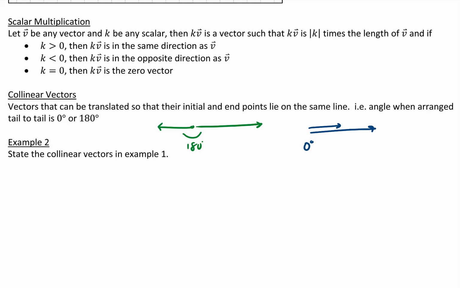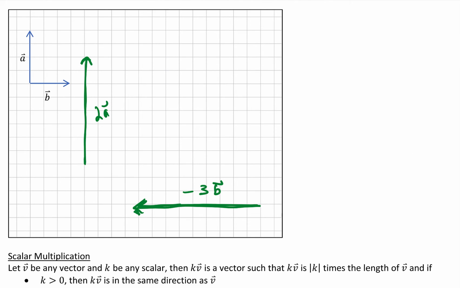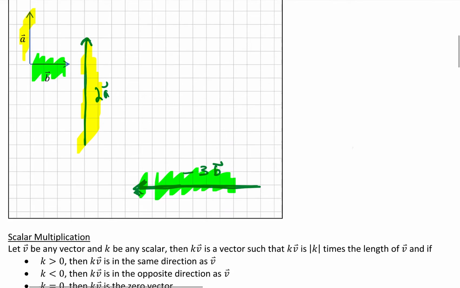State the collinear vectors in example 1. So if we go back to our example, we see that vector A is collinear to vector 2A, and vector B is collinear to vector negative 3B.